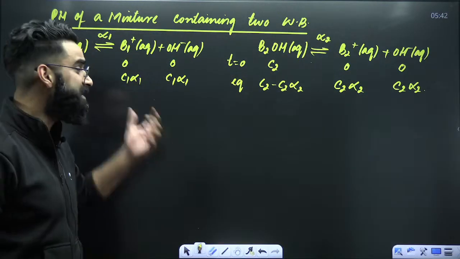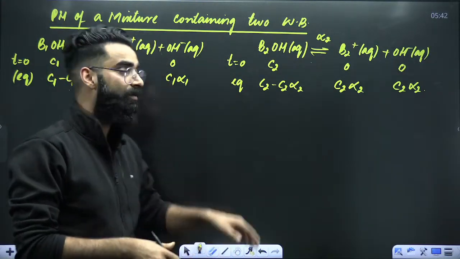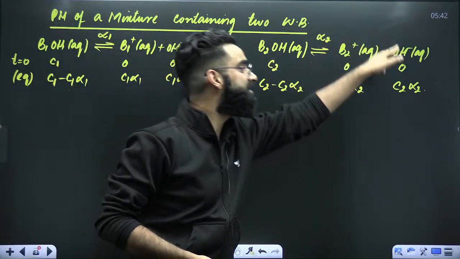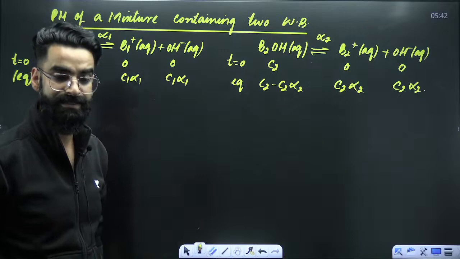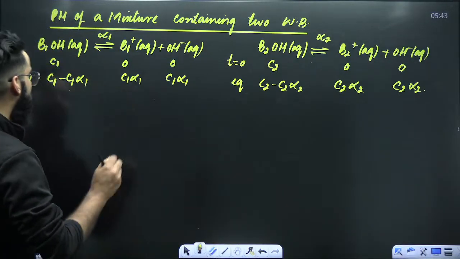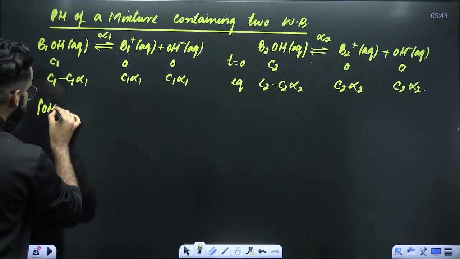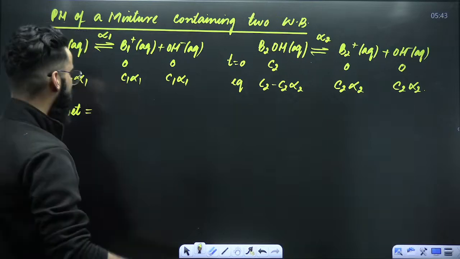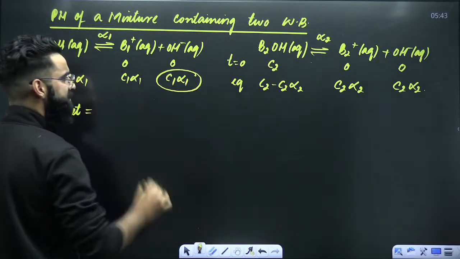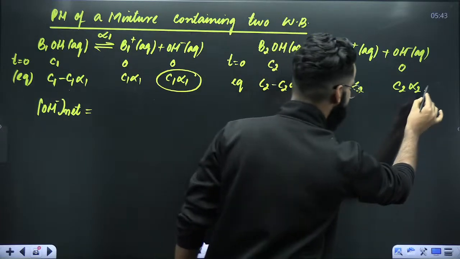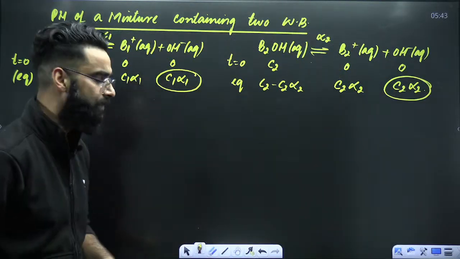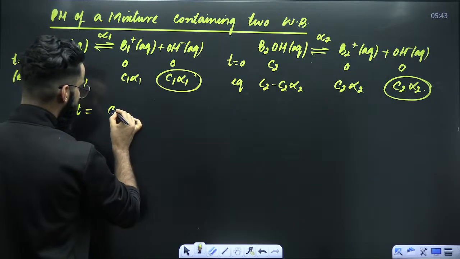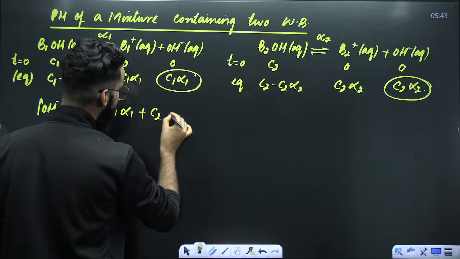Now I can say, since both the weak bases are present in the same container, from this weak base OH negatives are liberated in the solution. From this weak base also, OH negatives are generated in the solution. If I ask you, my dear students, what is the total net OH negative concentration present in the final resulting mixture? OH negatives coming from the first base are C1 alpha 1. OH negatives coming from the second base are C2 alpha 2. So the net OH negative concentration in the final resulting mixture is just going to be C1 alpha 1 plus C2 alpha 2.